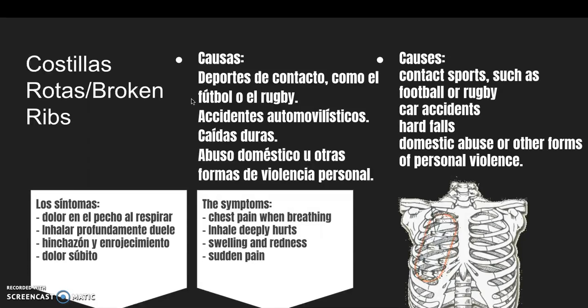So the same as la previa. The symptoms include chest pain when breathing, an inhale that deeply hurts, like every time you inhale, you can barely do it, so you probably have a loss of breathing too. Swelling and redness, and sudden pain.